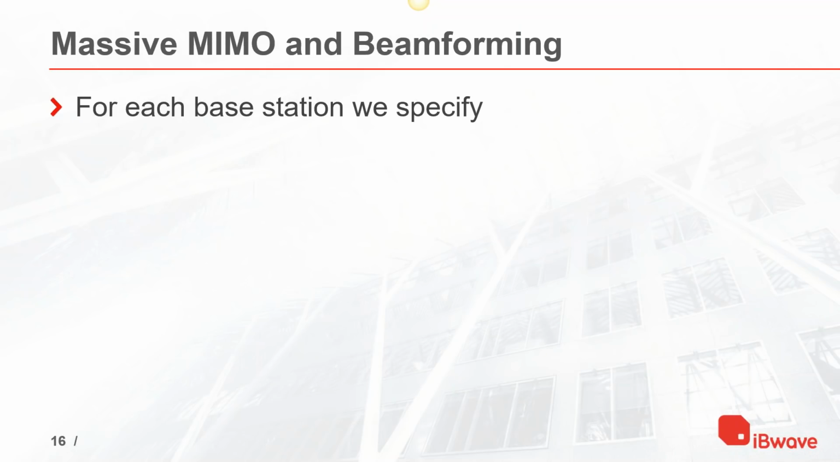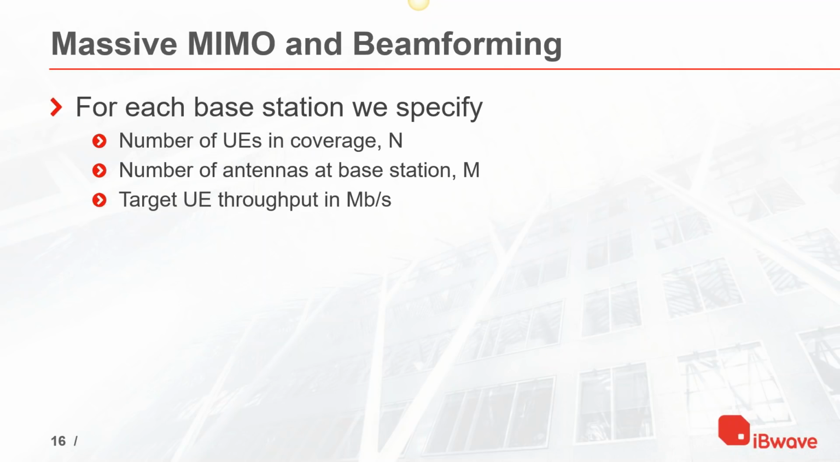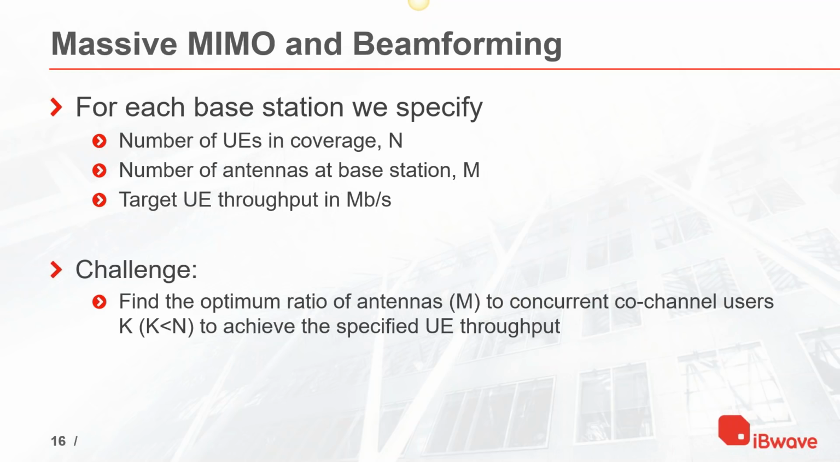So for each base station, what you need to do is specify three things. Number of UEs that are in coverage. You basically would want to know their locations as well, right? Then the number of antennas at the base station, that 64 by 64 by 2 that we talked about, or maybe something less than that. And then what is the throughput, in megabits per second, that you would like to have on your phone. And then based on that, you need to find the optimum ratio of antennas to concurrent quad channel users to achieve that specified UE throughput.